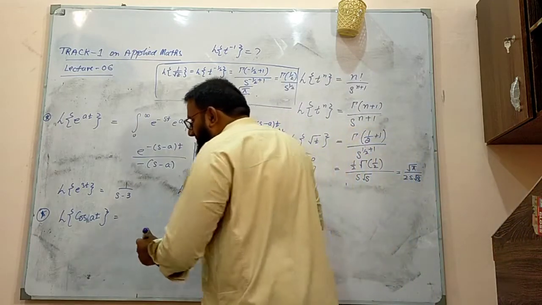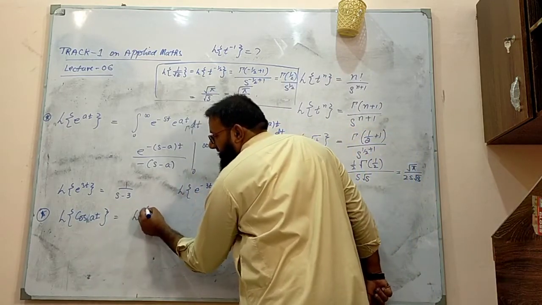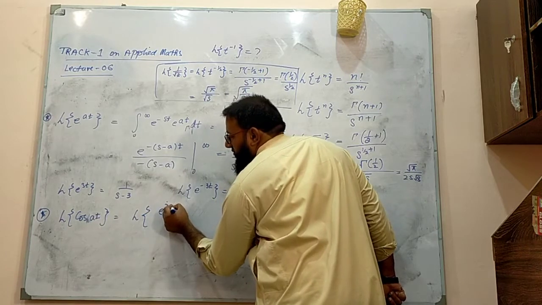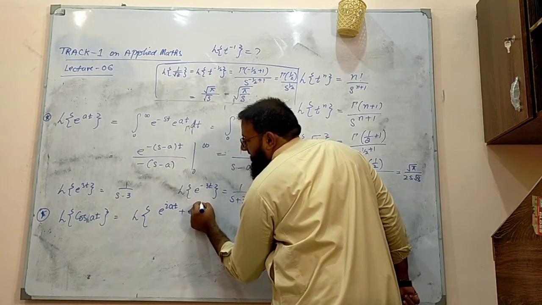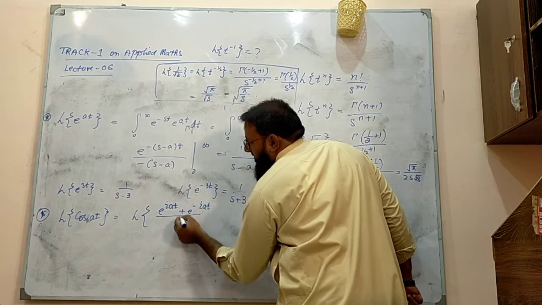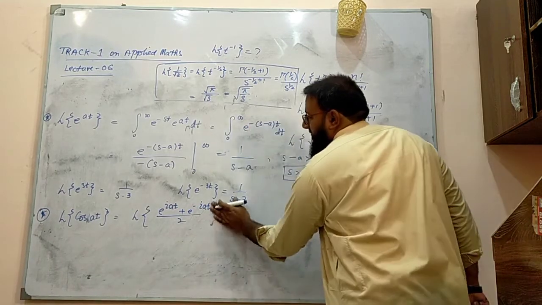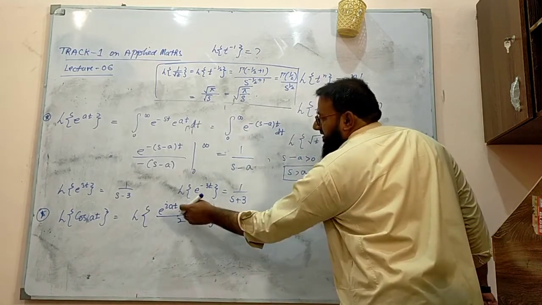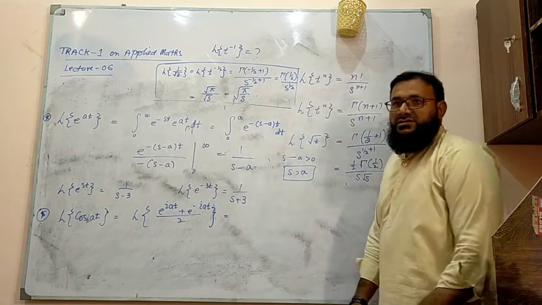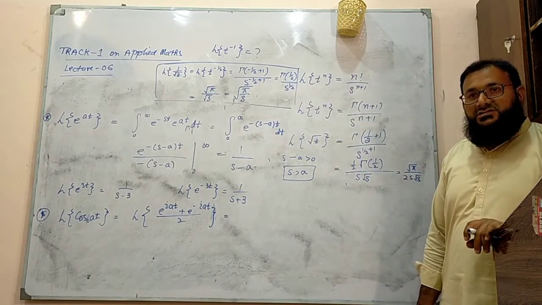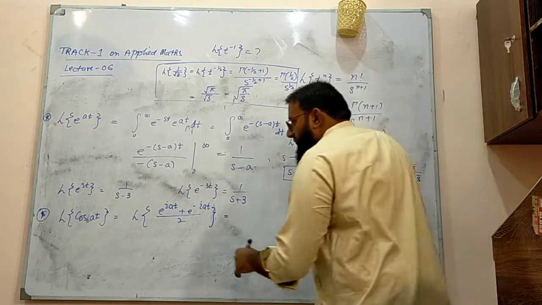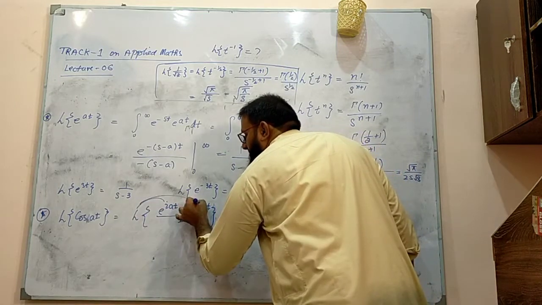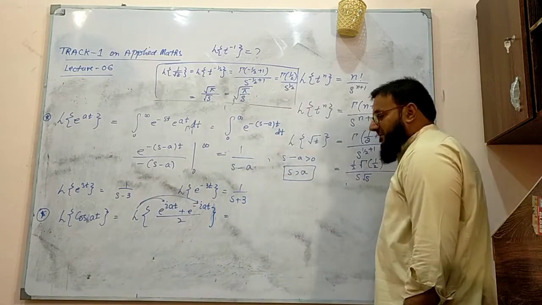But I can do something else. I can write just the formula for cos, that is e raised to iat plus e raised to minus iat, divided by 2. I can write simply this. We know very well cos at is equal to this in the form of imaginary exponentials. Now you apply the Laplace transform on these two things separately.